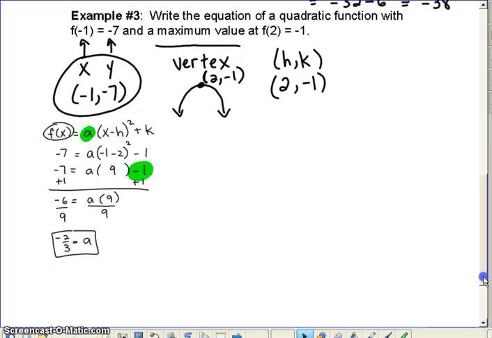Okay, so the function of x is equal to negative 2/3 times x minus 2, quantity squared, minus 1.